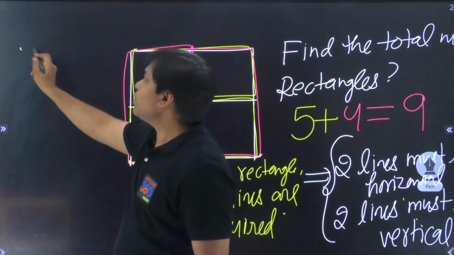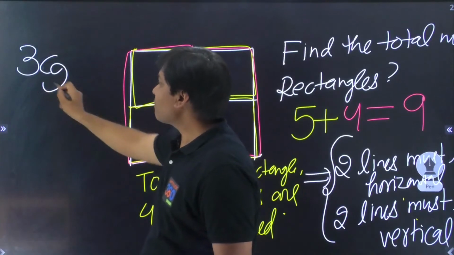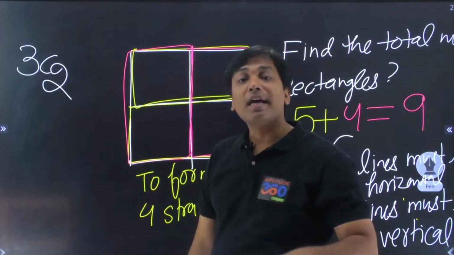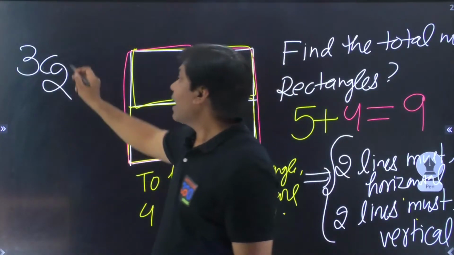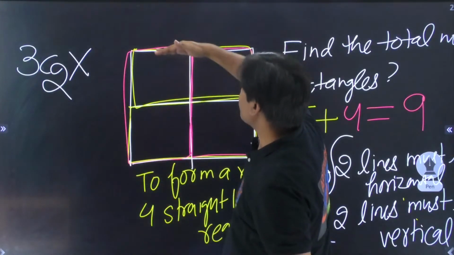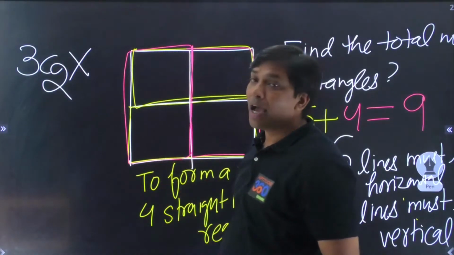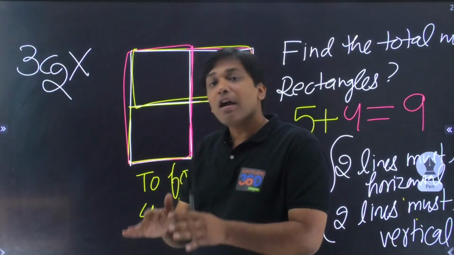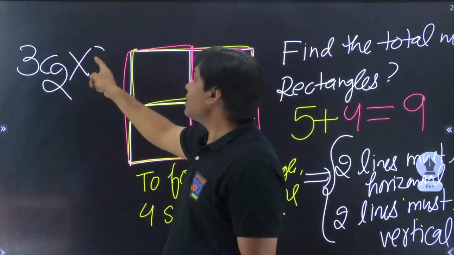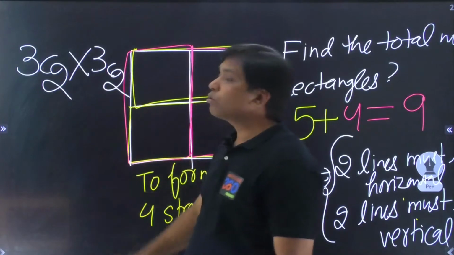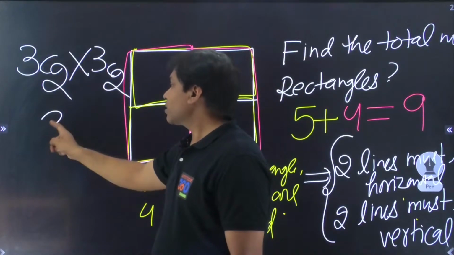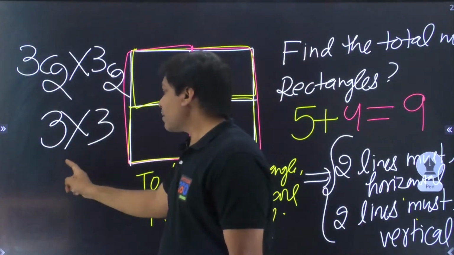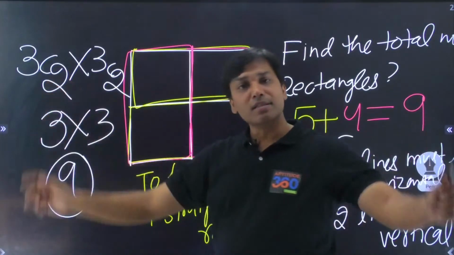There are 1 and then 2 and then 3. So there are 3 vertical lines and we have to choose 2 vertical lines out of 3 vertical lines. And how many horizontal lines do I have? 1 and then 2 and then 3. And out of these 3 horizontal lines, I should be having 2 horizontal lines. So this is going to be what? 3 into 3 and that is coming out as 9. Don't you think this is the right answer?